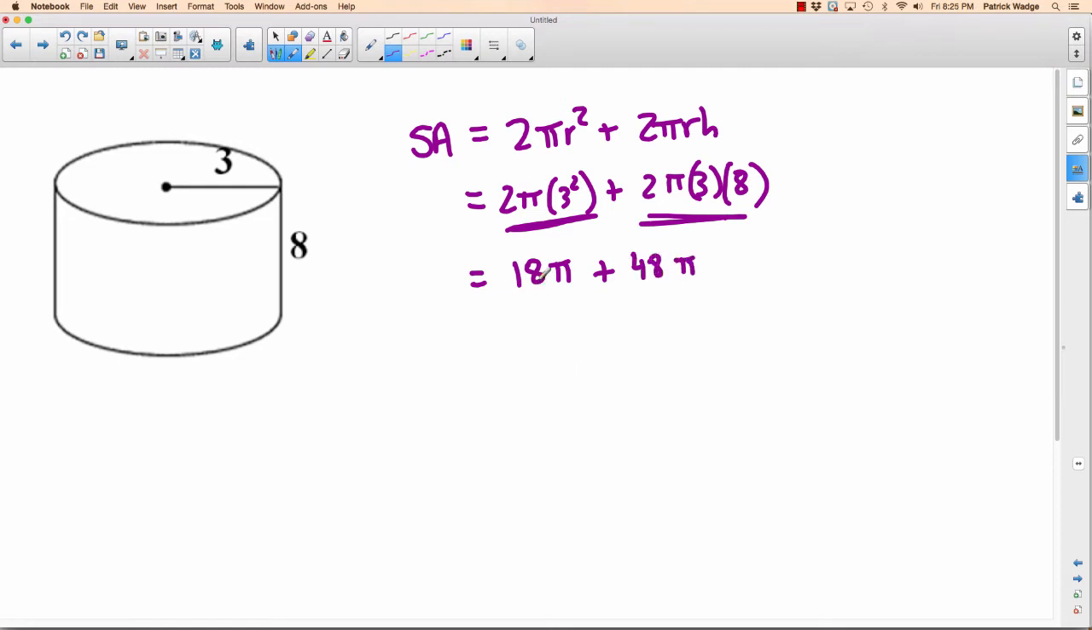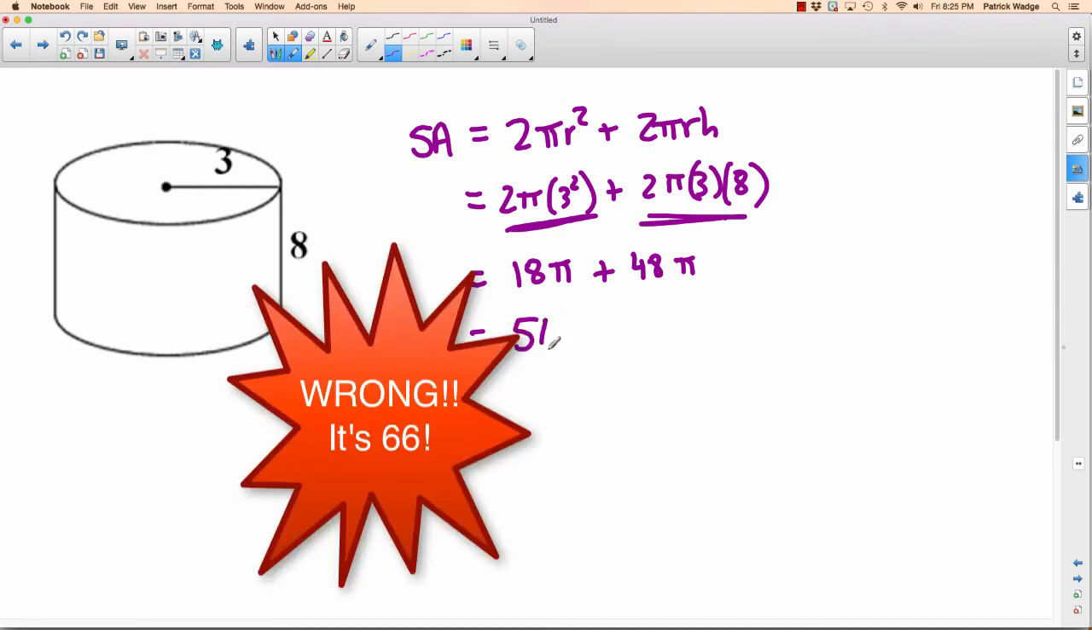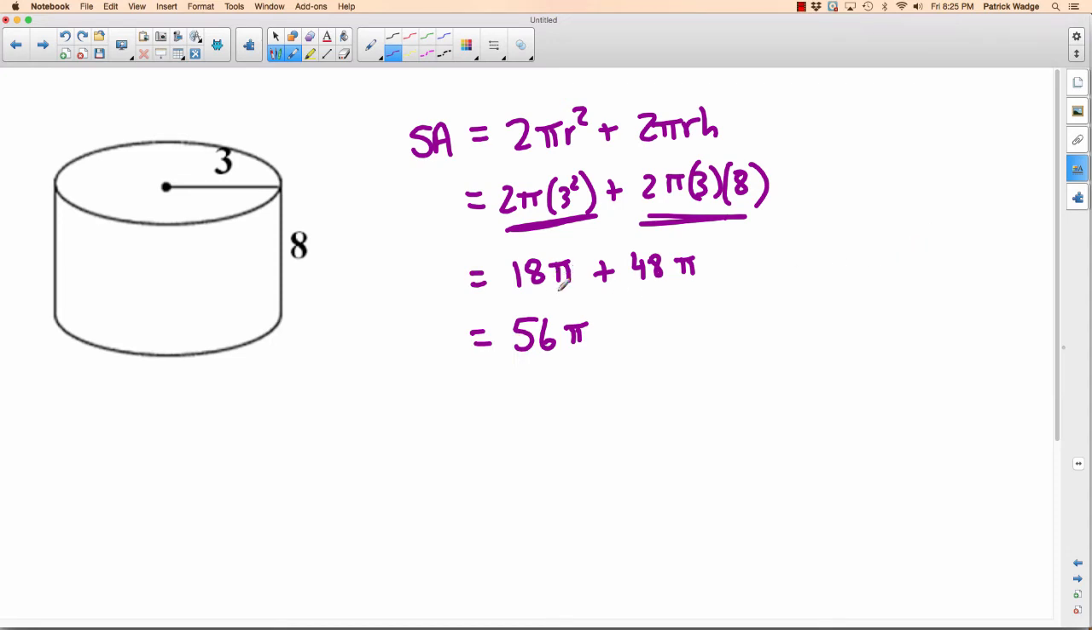Any ideas what 18 pi plus 48 pi is? You just add them together, 18 and 48, and you get 56, and it's still pi. If you have 18 of these pies and 48, think of a literal pie if you want. I have 18 pies, and then my mom brings home 48 more pies. How many pies do we have now? We have 66. I don't know why I have 56 there. It should be 66. Sorry. So that's a great answer, 66 pi.